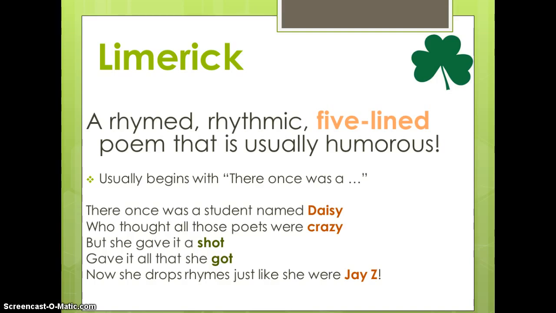So what do we notice? Well, it's 5 lines. It's humorous. It starts with "there once was a," and we notice this very specific rhyme scheme that we often see with limericks. The first 2 lines rhyme, the 3rd and 4th lines rhyme with each other, and then the 5th line rhymes with the first 2. And you'll see that repeated over and over. And that's how you recognize a limerick.